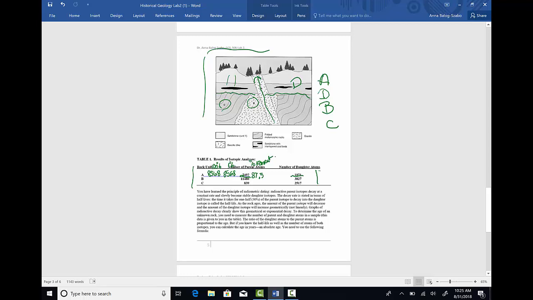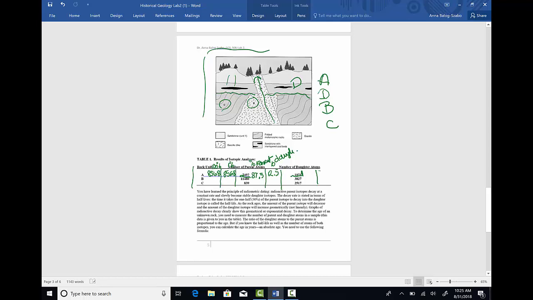Okay, and then we're going to divide the 1,071 divided by 85.68, and I'm getting 12.5. So that's the percentage of daughter. So that's 12.5 plus 87.5. That's 100. So we did good. 87.5.